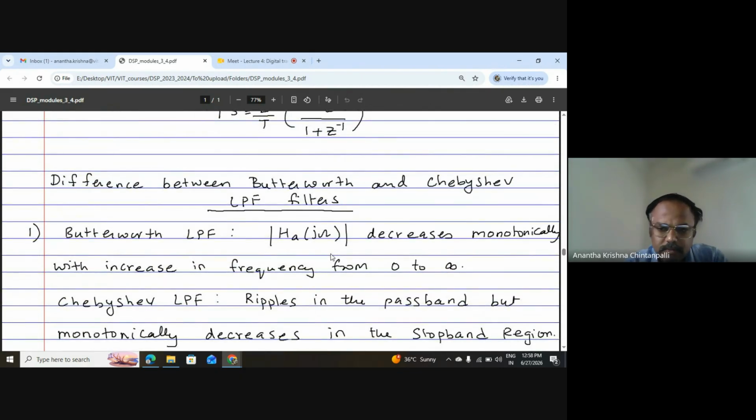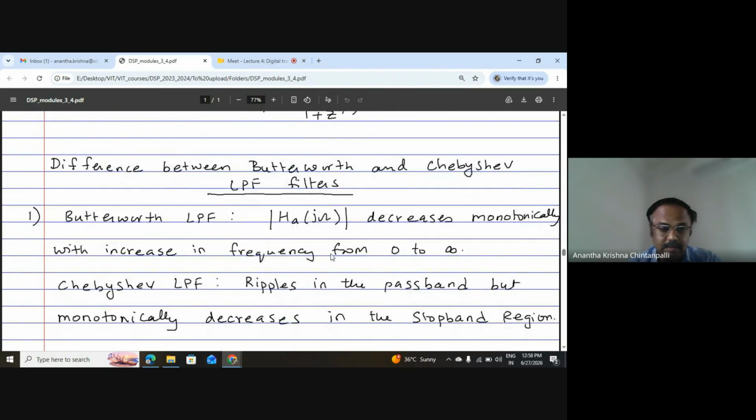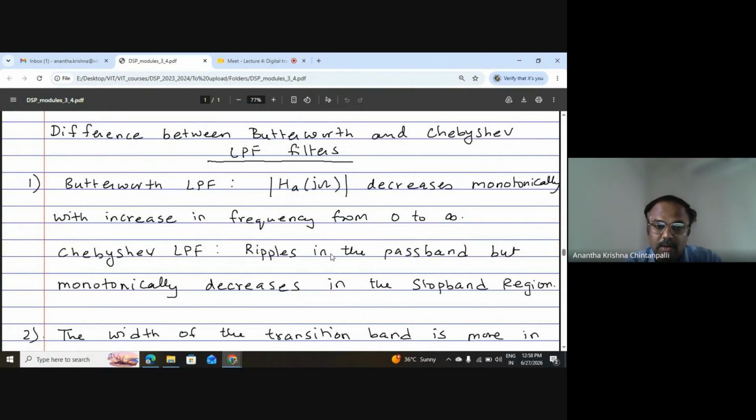Now, before I stop this lecture, let me give you a difference between the Butterworth and a Chebyshev low pass filter. The Butterworth low pass filter magnitude response, as we know, decreases monotonically with increase in frequency from 0 to infinity. For the Chebyshev low pass filter, obviously you have ripples in the pass band region, but it's a monotonically decreasing function in the stop band region.